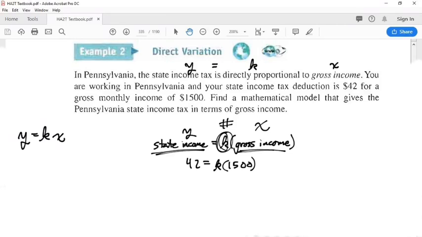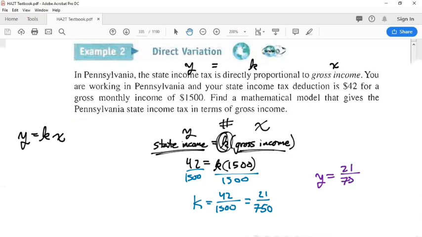To get k alone, you're going to have to divide both sides by 1,500. Then you get k equals 42 over 1,500. Both the top and bottom are even, so I'm going to simplify that by dividing by 2. There you have it, there's your k. So now our final answer is going to be y equals 21 over 750 times x.